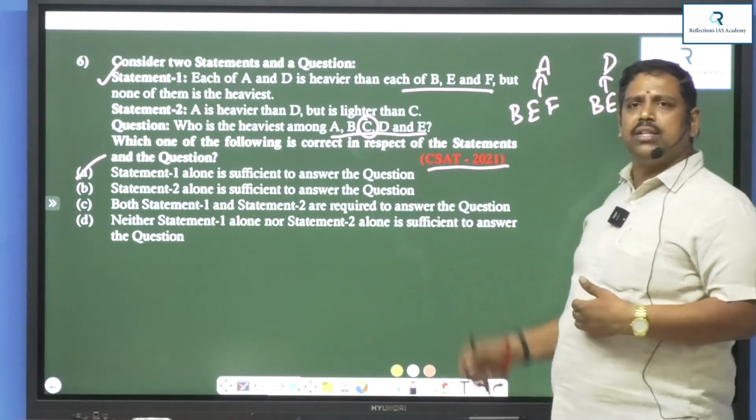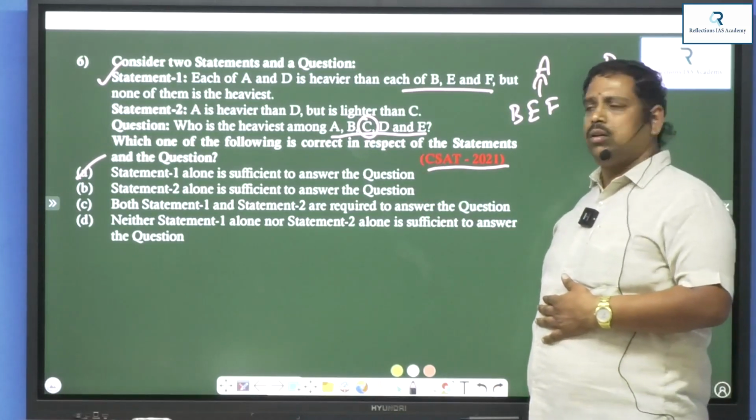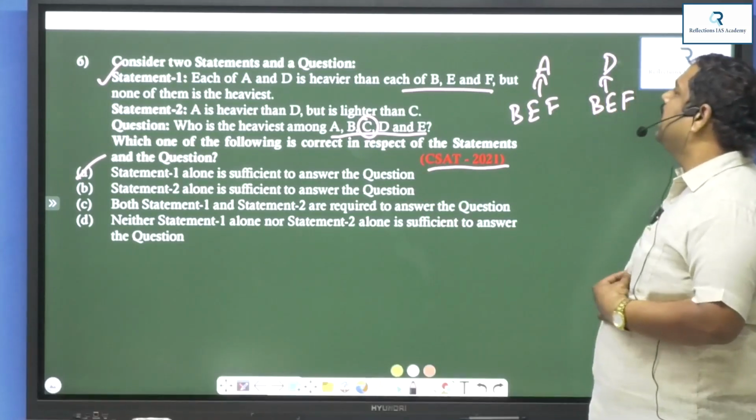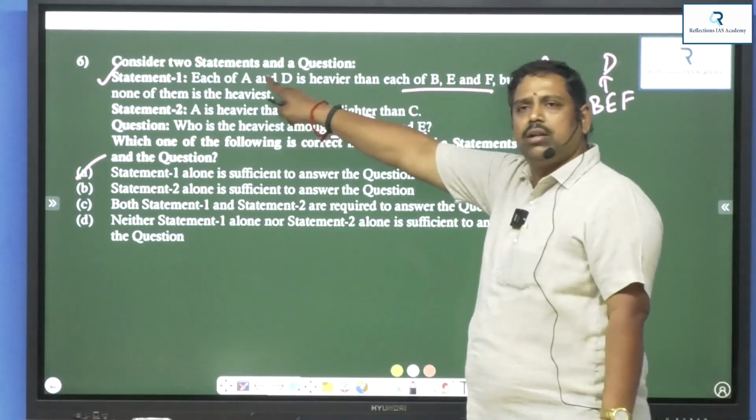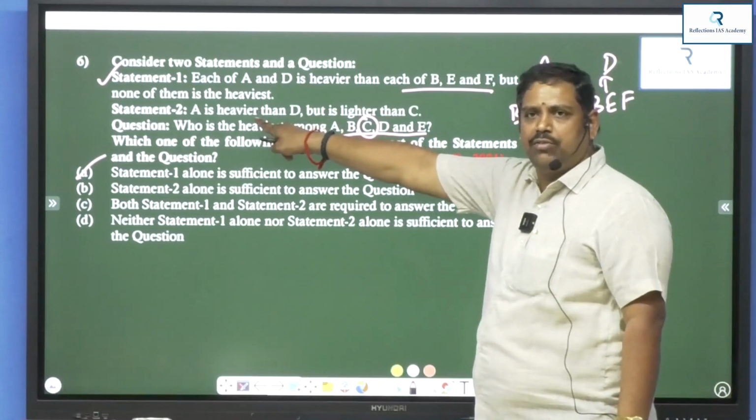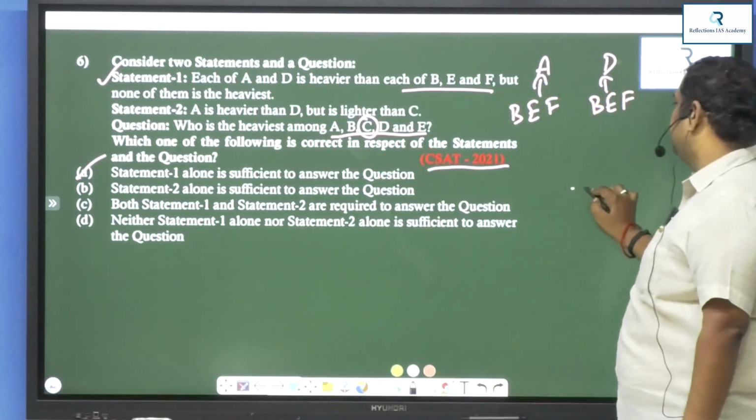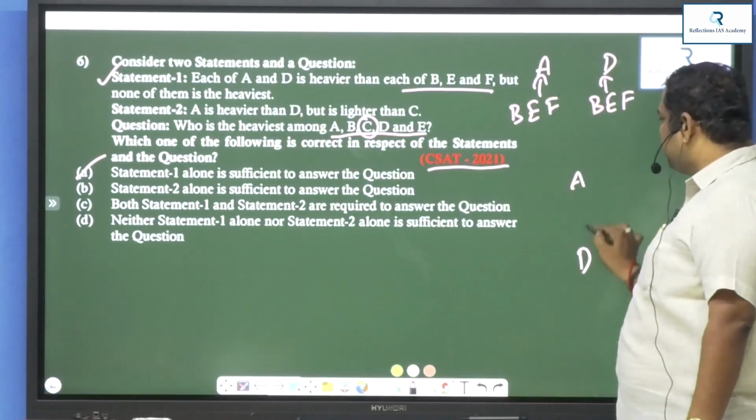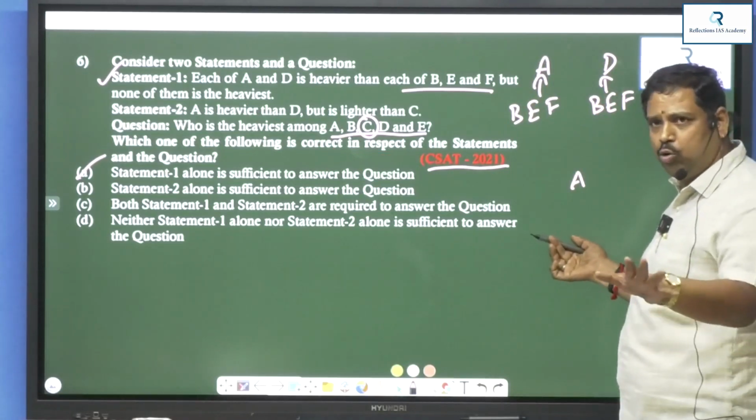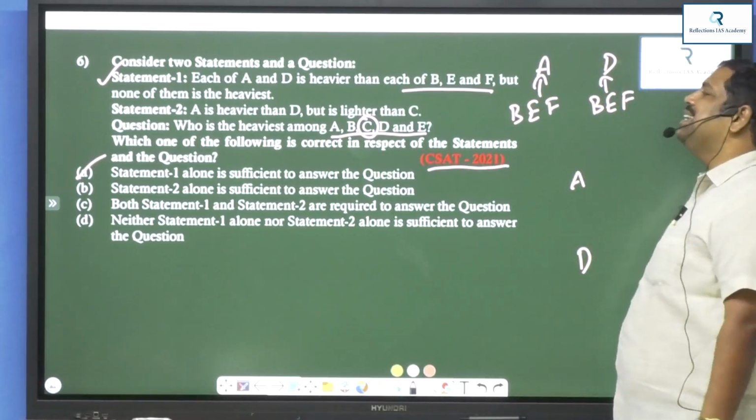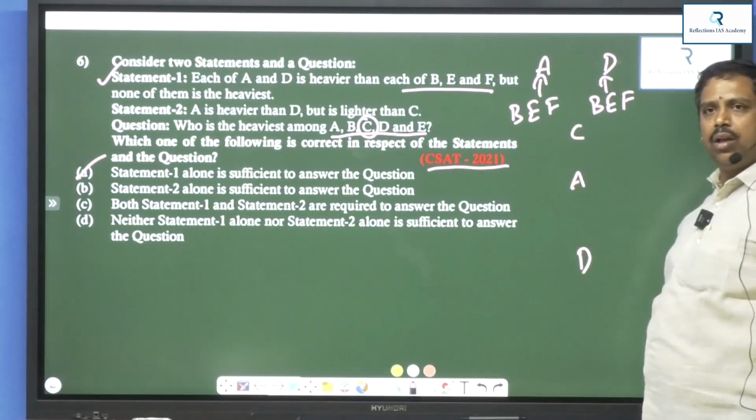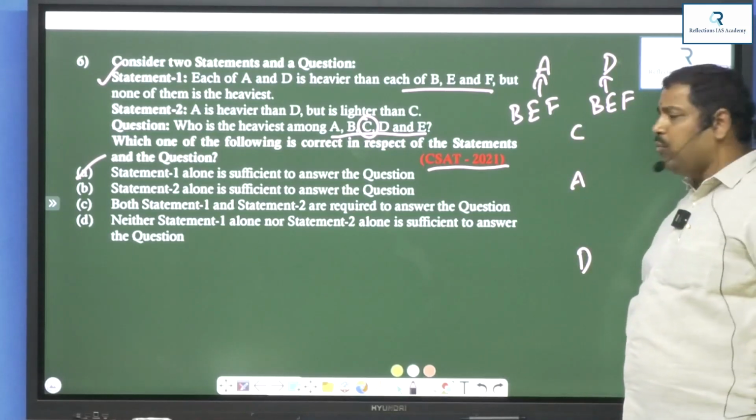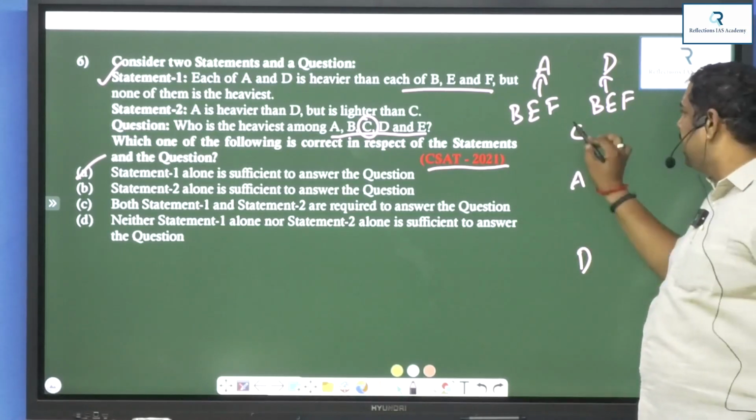If you want, we can go for the second one also. A is heavier than D, but is lighter than. Forget about this statement. Only B, shall we check? A is heavier than D. Heavier than D means in between A and D, any number of people might be there. I don't know. Okay, A is heavier than D, but lighter than C. That means A is lighter than C. Okay, these three. What about the remaining B and E? B can be here.